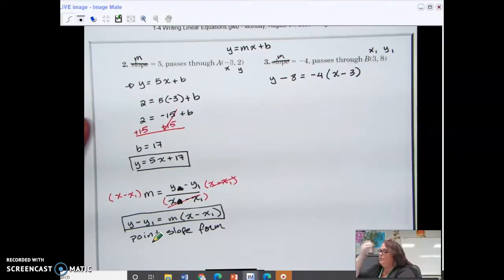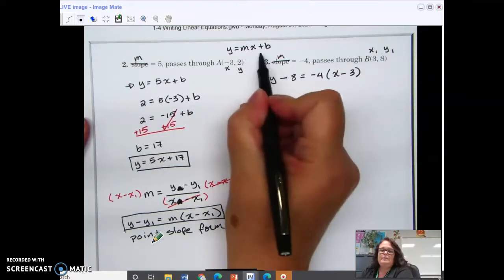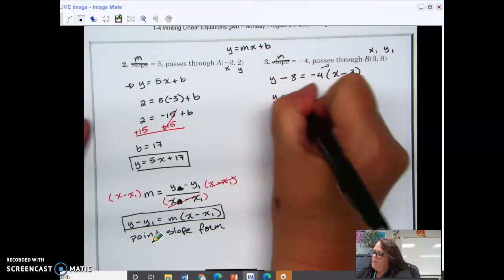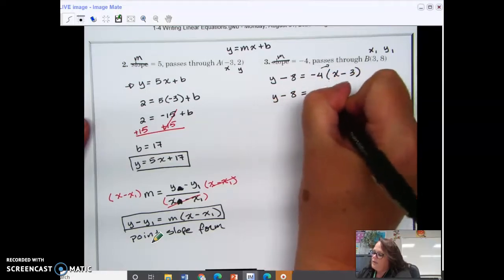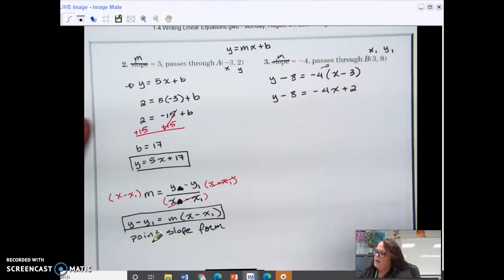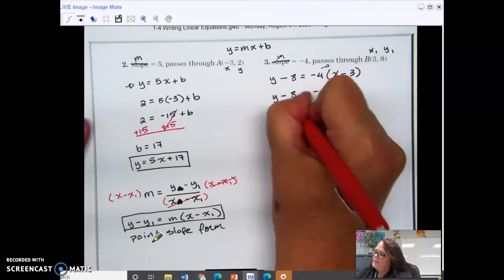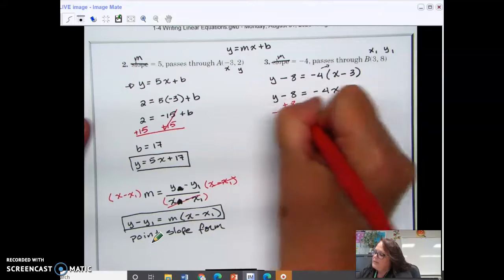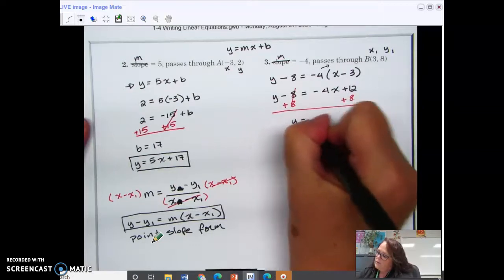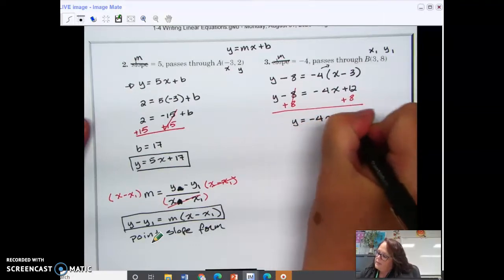So we need to make this look like y equals mx plus b. So the first thing I'm going to do is distribute the negative 4. So I have y minus 8 is equal to negative 4x. And then negative 4 times negative 3 is positive 12. That's my 1 right there. And then to get y by itself, I'm going to add 8 to both sides. And I get y is equal to negative 4x plus 20.